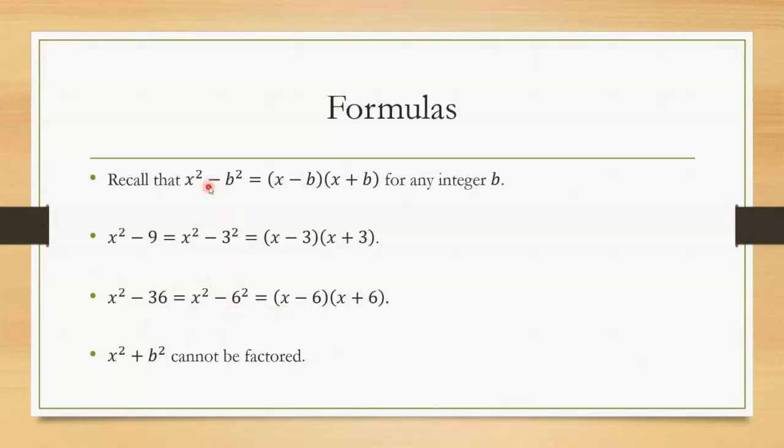Now that's for a difference of two perfect squares. A sum, however, you cannot factor, mostly because we're not working with complex numbers. We're only focusing on real numbers. But x squared plus b squared, you cannot factor that.